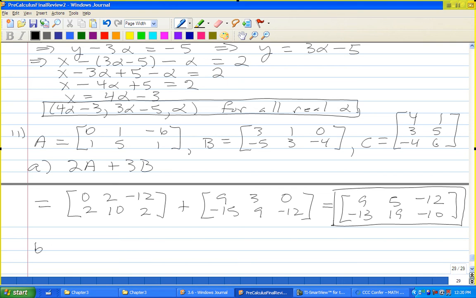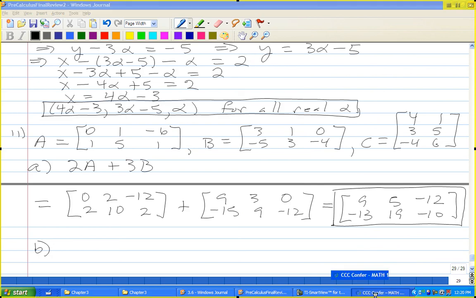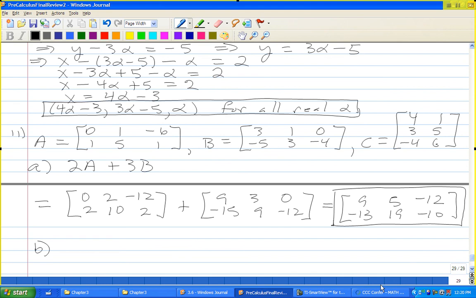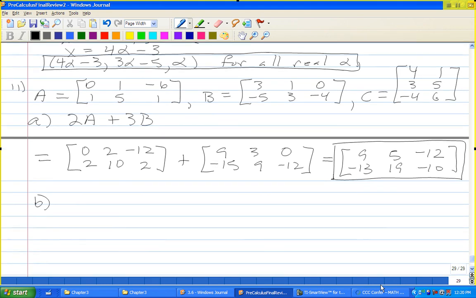B. Okay. Find B times C. So B: 3, 1, 0, negative 5, 3, negative 4. C: 4, 3, negative 4, 1, 5, 6. This is not going to be hard, but it's going to involve a lot of calculations.